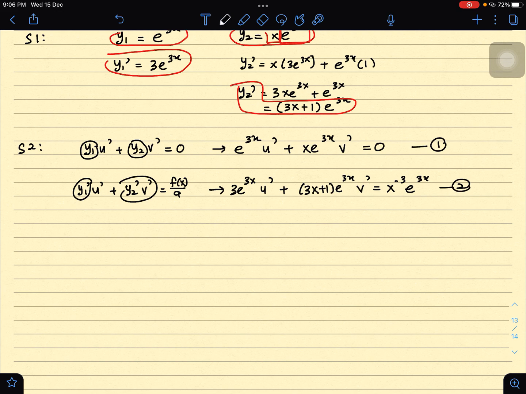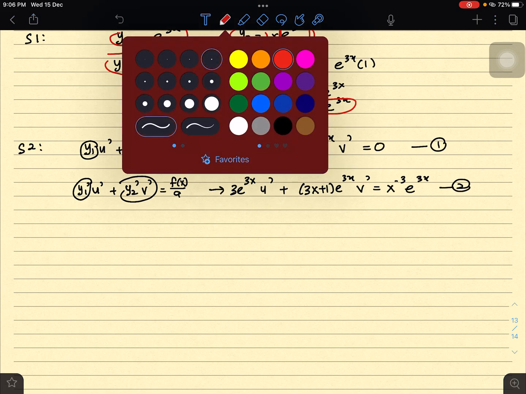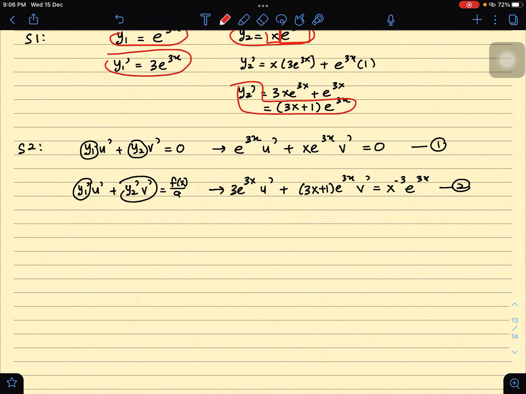Ini adalah persamaan kedua. So you can tengok ada tak yang you boleh simplify. You can see here dekat persamaan pertama ni kita boleh bahagi semua dengan exponent 3x. Okay, kita boleh bahagi semua dengan exponent 3x. So yang ini potong. Yang ini pun potong. Kosong bagi eksponen 3x is equal to 0.